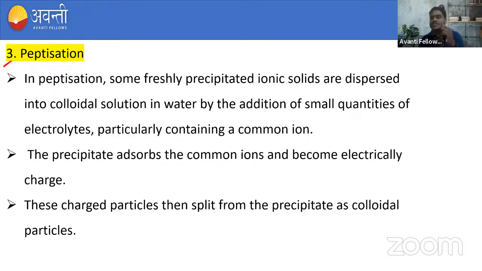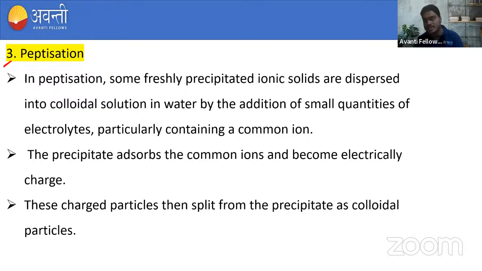मतलब freshly prepared जो है ionic solids उनको convert करते हैं colloidal solution in water by the addition of small quantities of electrolytes, particularly containing a common ion. ठीक है? Now, the precipitate absorbs the common ions and becomes electrically charged. So जो ये precipitate होते हैं, what they do? They absorb the common ions and become electrically charged. These charged particles then split from the precipitate as colloidal particles. So this is all about peptization.